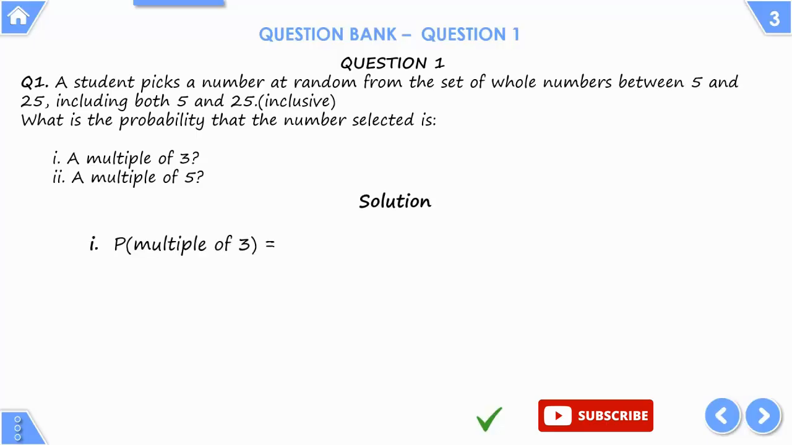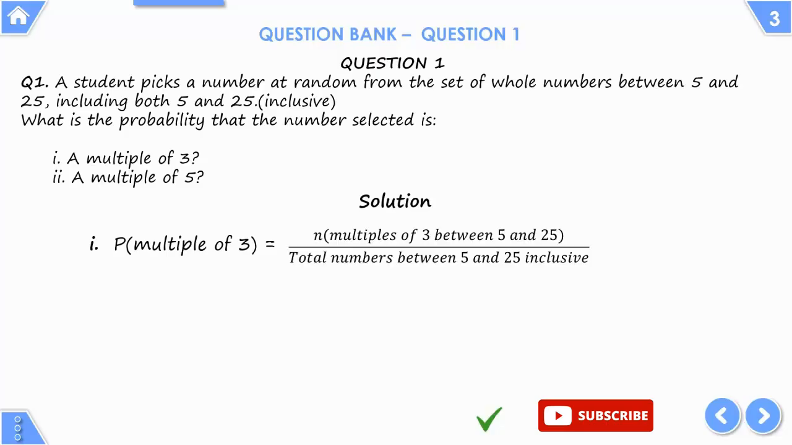So solution. We are going to find the probability of multiples of 3. Then we have to find the number of multiples of 3 between 5 and 25, all over the total number between 5 and 25 inclusive. So our probability notation looks like this: probability of E, where the event is multiple of 3. We find the number of the event of the multiple of 3 all over the number of the sample space.